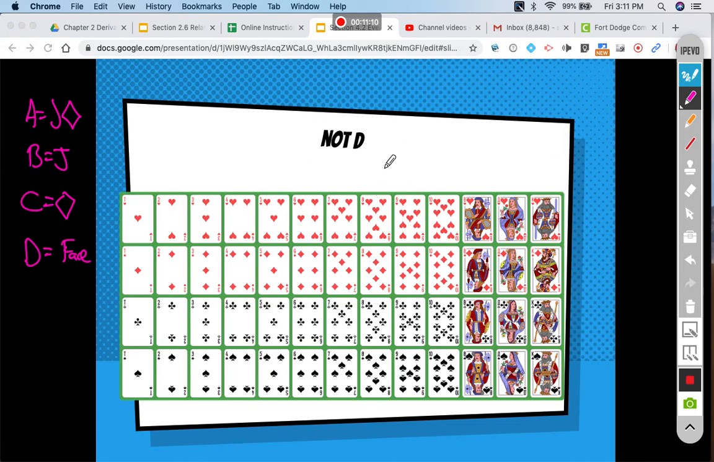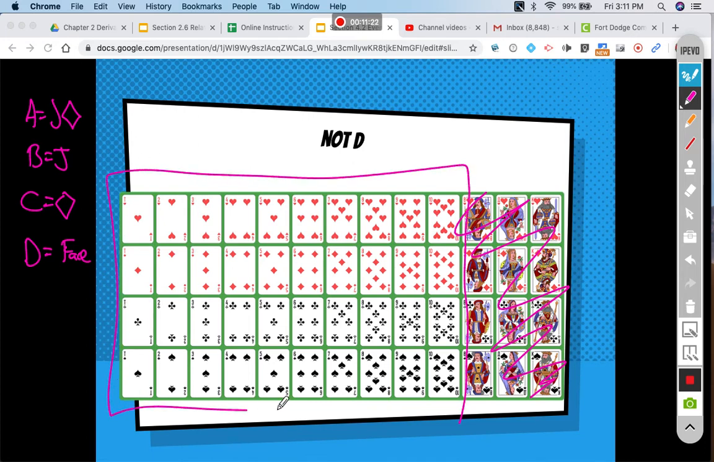So if we're looking for not D, D is the face card. We don't want the face cards. So we'd cancel all that. And this would be our event not D. Would be all of those cards. So there's 40 options for not D.